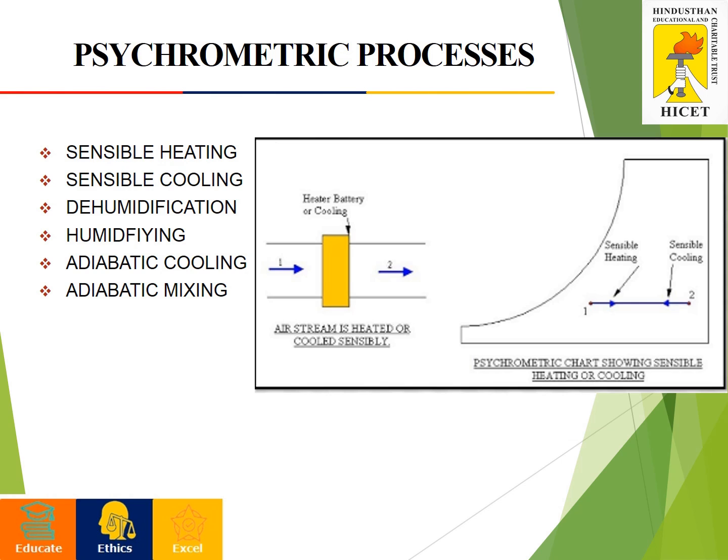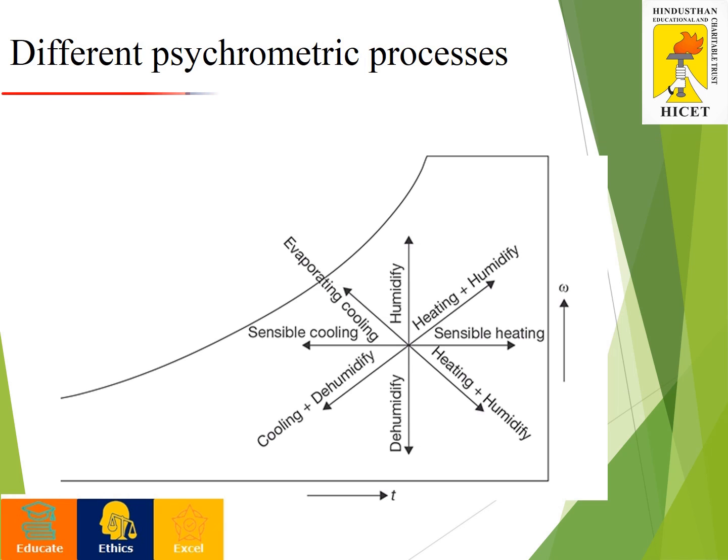Then we are having so many psychrometric processes. This will be used in the design of air conditioning systems. So: sensible heating and cooling, humidification and dehumidification, adiabatic cooling, evaporative cooling, and adiabatic mixing. These are the general processes which are used in air conditioning applications. A single process or a combination of all these processes will comprise a better air condition based on the climatic conditions and our requirements. So this is the general flow of the psychrometric chart.